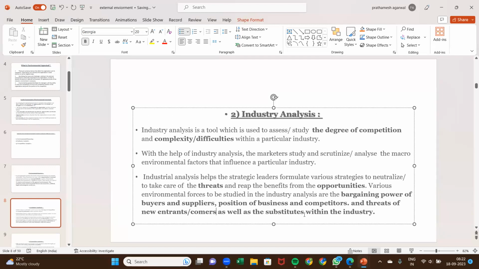What is the meaning of substitute? Like we can substitute tea with coffee, we can substitute Thums Up with Coca-Cola. That is the substitutes. Any difficulty up till here? Anything from here? Yes? Anything which you have not followed?